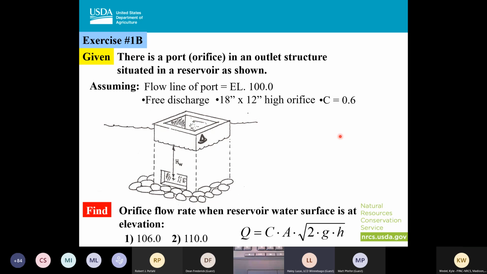Are we supposed to add the 0.6 coefficient to elevation or something? Was that part of your process? So the 0.6 will just be C, and then you have to figure out where the center of your orifice is, and then subtract that out for your head. Okay. So you have to add that 12, or half that 12 inches, to the bottom, which is at elevation 100.